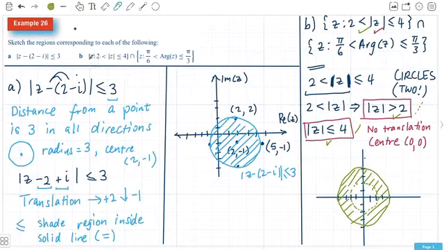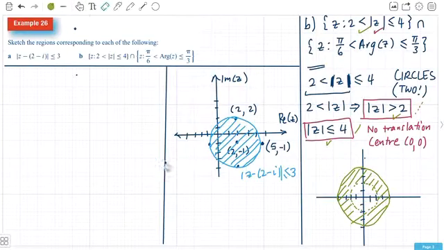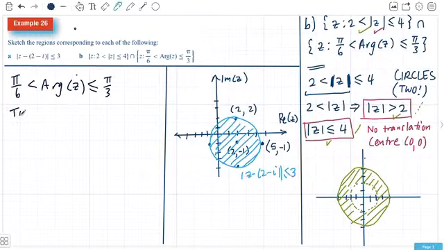Okay, let's look at the remaining part of this question. I'm just going to get rid of this section here. So we have here, for the second part, we've got pi on 6 is less than arg of z, which is less than or equal to pi on 3. And again, you can think of this as two rays.